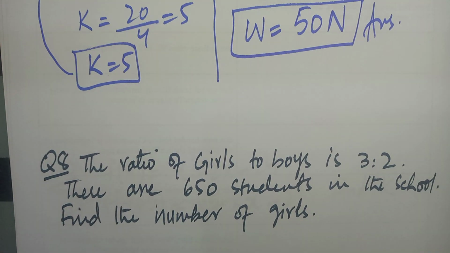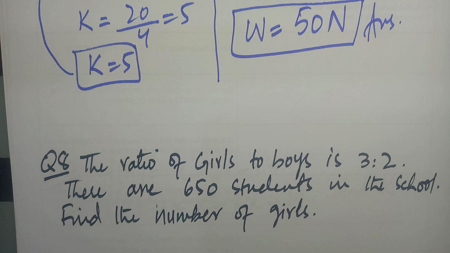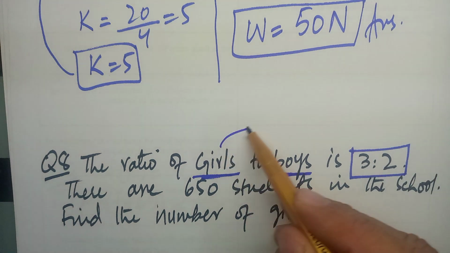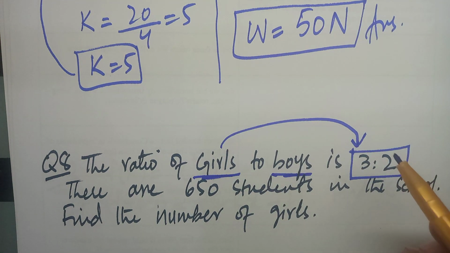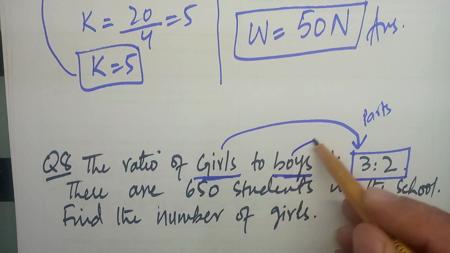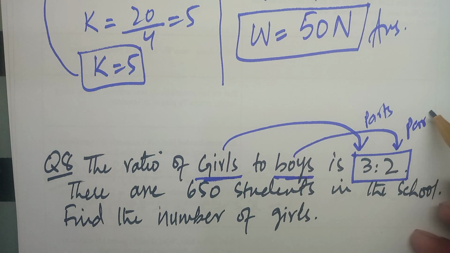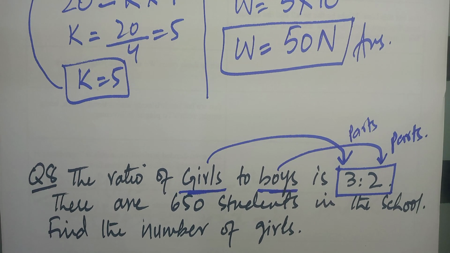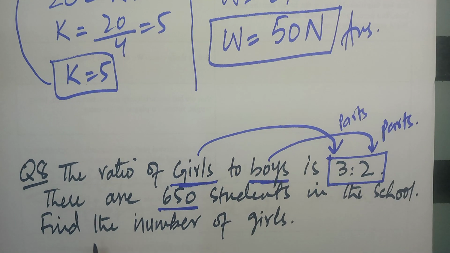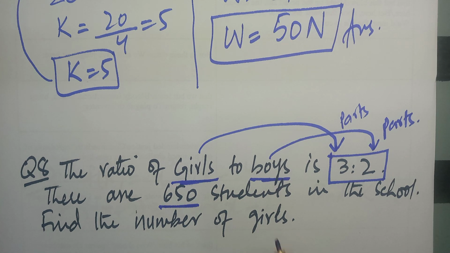Okay. Then we have a question that is related to ratio and proportion. The ratio of girls to boys is 3:2, so three parts are for girls and 2 parts are for boys. There are 650 students in the school. Find the number of girls.